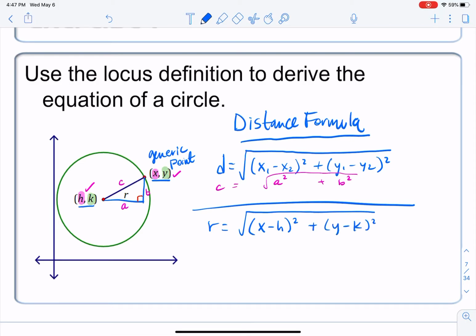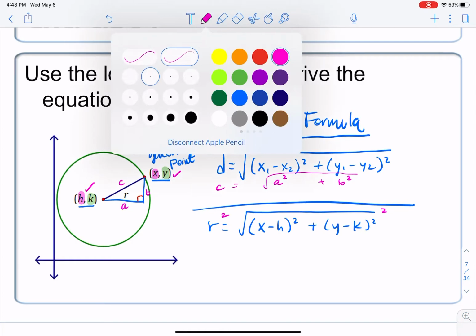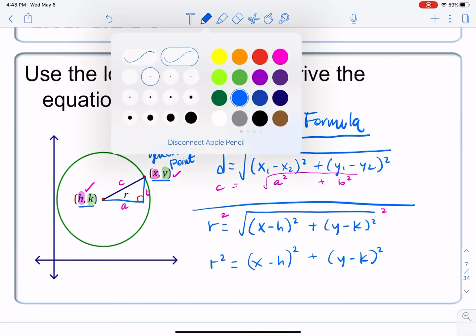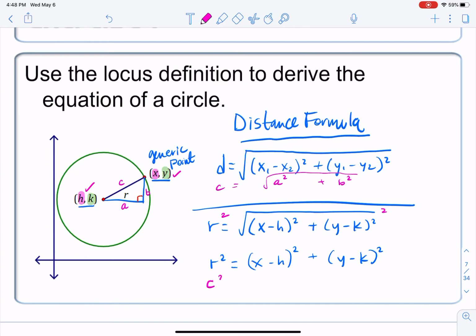All right, and then I could leave it like that if I wanted to, but I ordinarily do not. Instead, what we do is we square both sides of this. If I square that side and square that side, it gets rid of the square root. And so I can get r squared is equal to x minus h squared plus y minus k squared. And now its connection to the Pythagorean theorem is even more obvious, I think. Here's our c squared, here's our a squared, and here's our b squared.